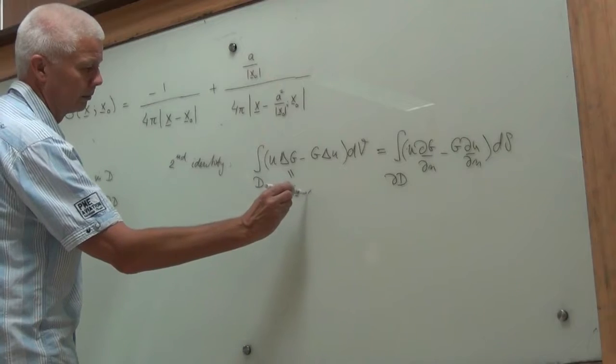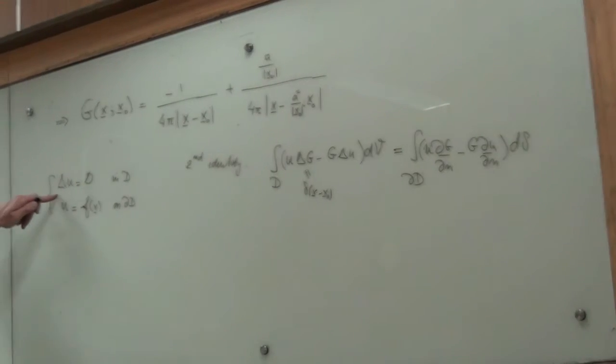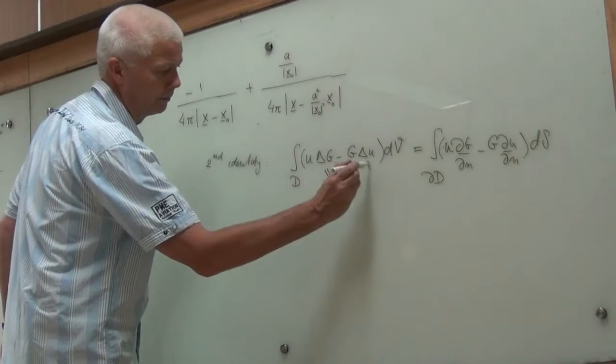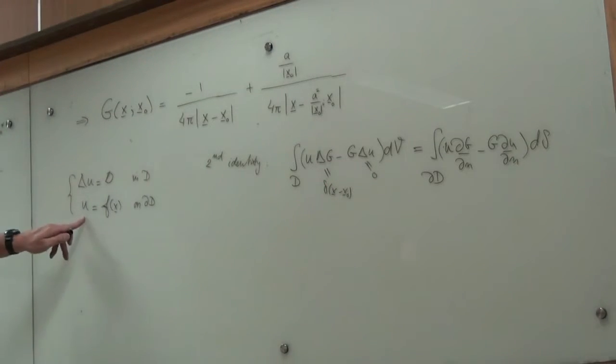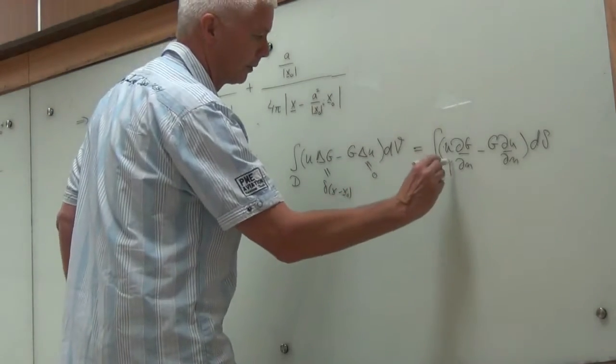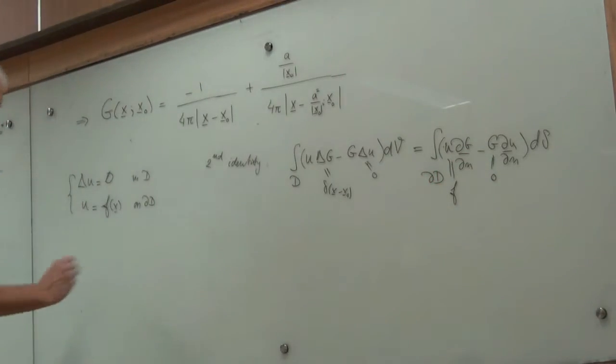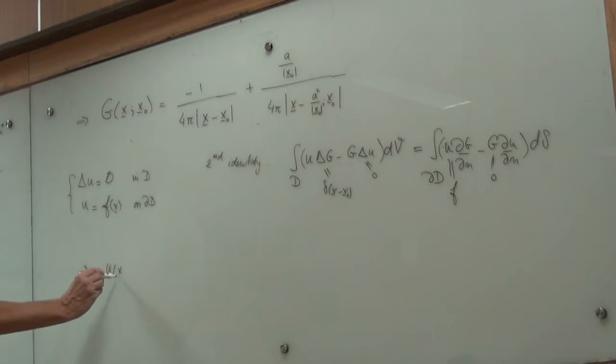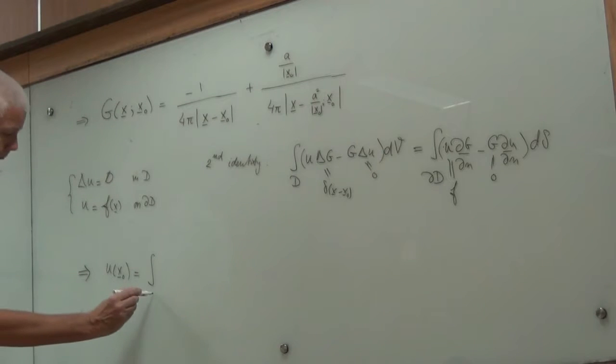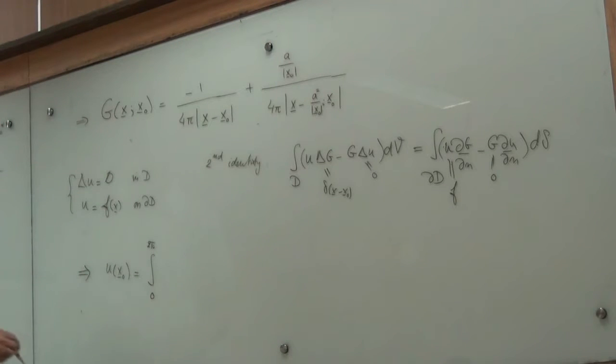And then you have to compute these integrals. Well, in this case, this is the delta function. In this example, Laplace u is 0, so that means that this is 0. We have on the boundary that u is f and g is 0. So we find as a solution for this particular problem that the solution in the point x0 is equal to the integral over the boundary, which is the circle. And that's an integral from 0 to 2 pi.